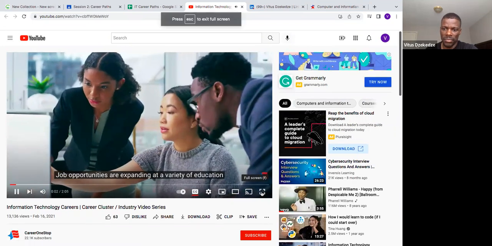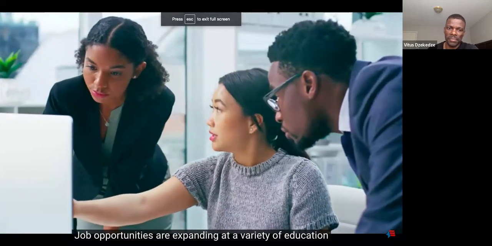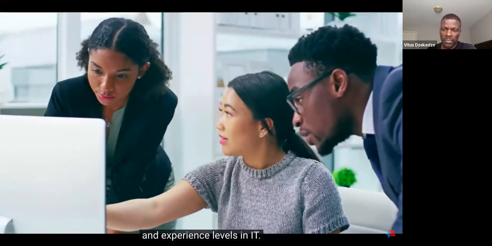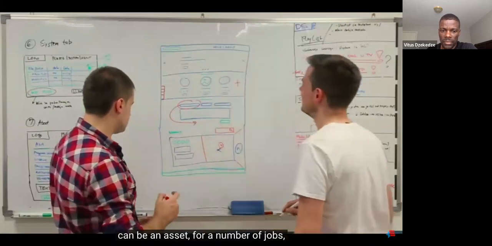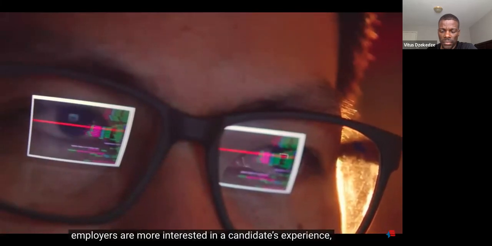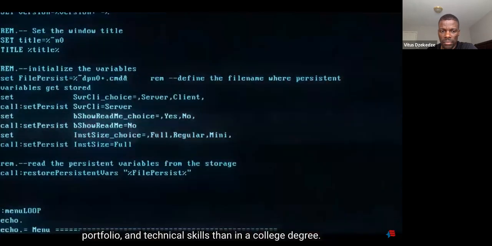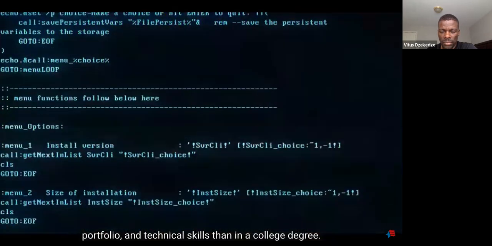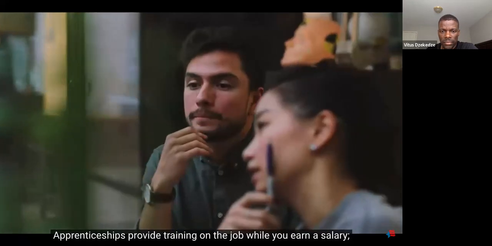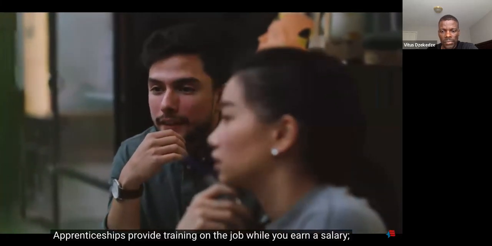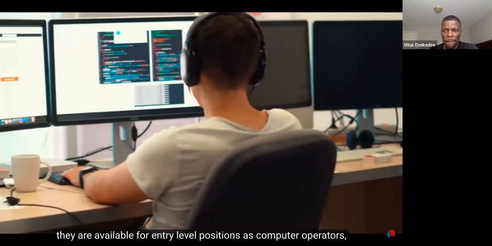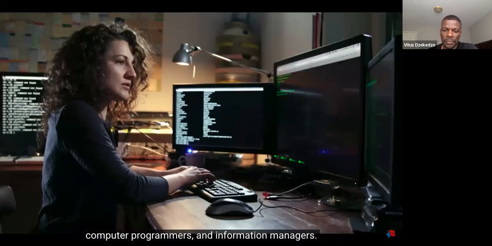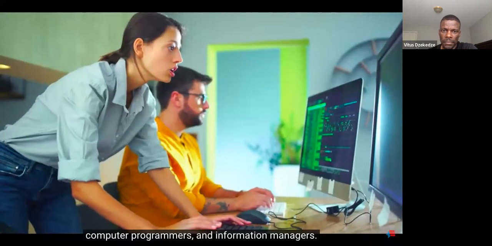Job opportunities are expanding at a variety of education and experience levels in IT. Although training in computer science or software engineering can be an asset, for a number of jobs, employers are more interested in a candidate's experience, portfolio, and technical skills than in a college degree. Apprenticeships provide training on the job while you earn a salary. They are available for entry-level positions as computer operators, computer programmers, and information managers.